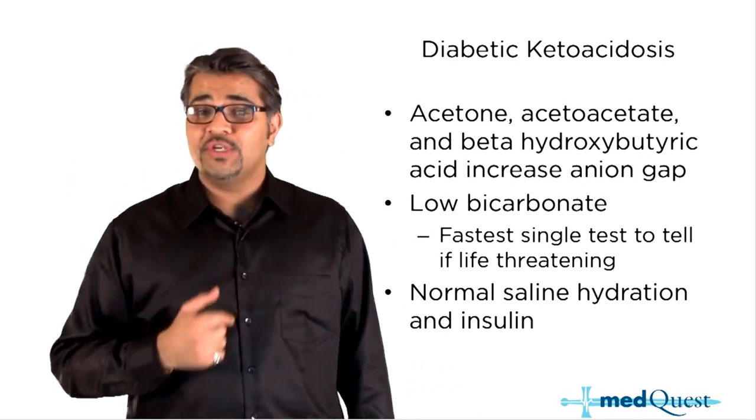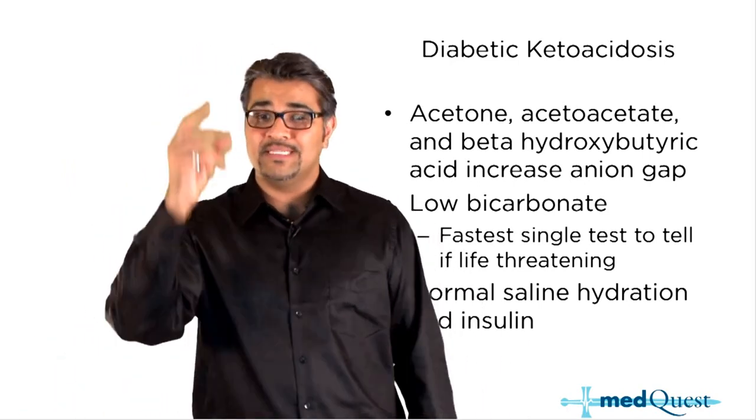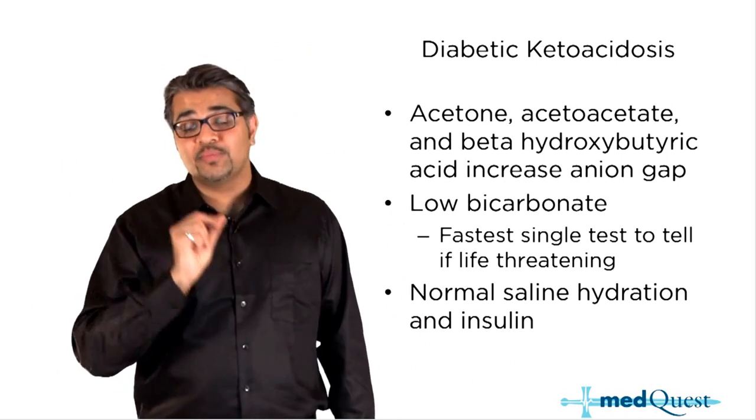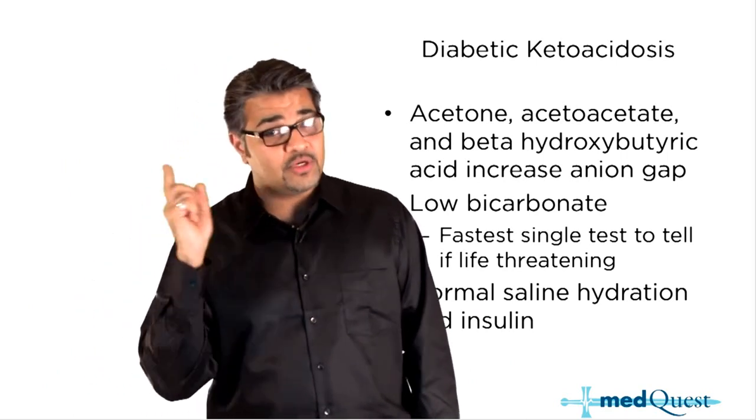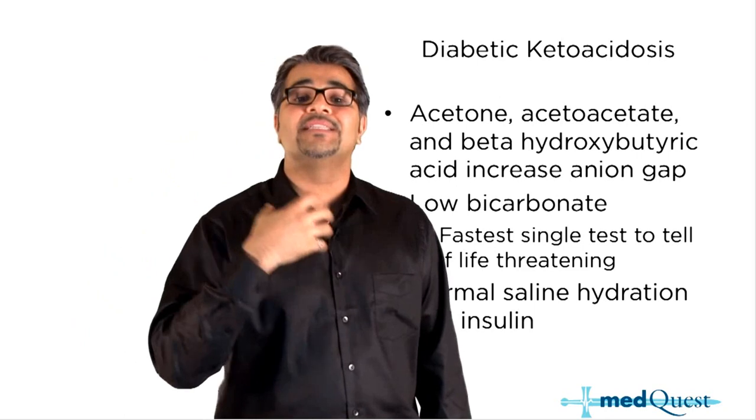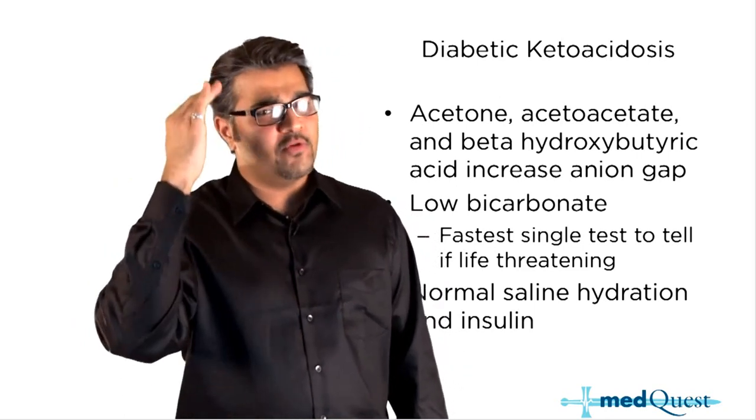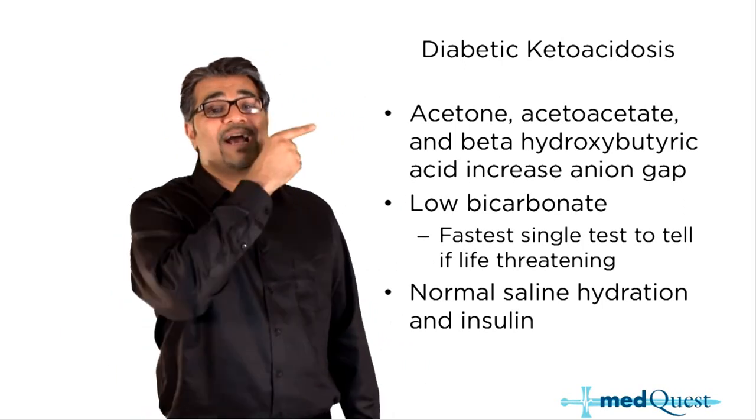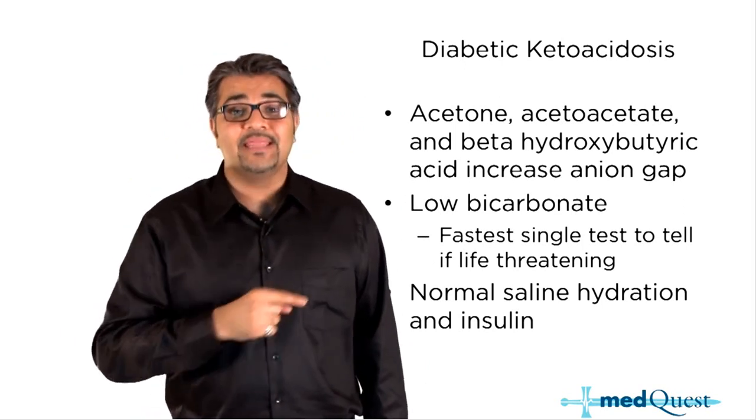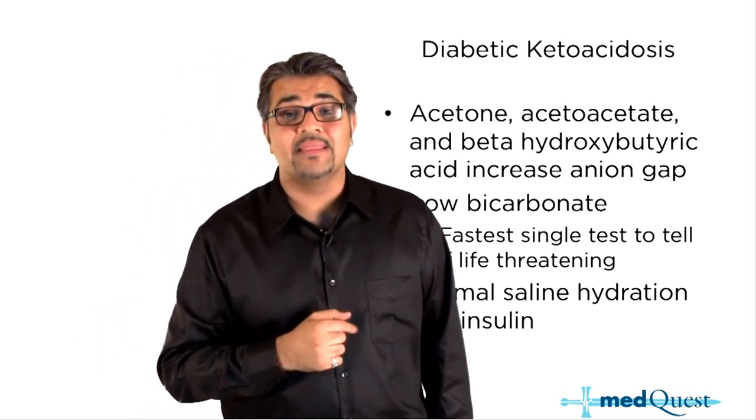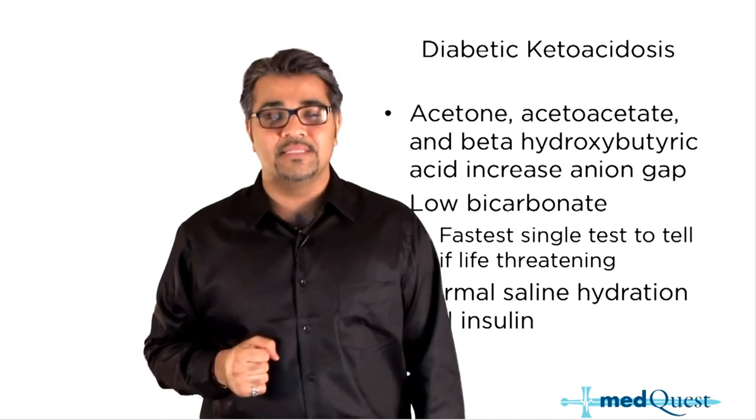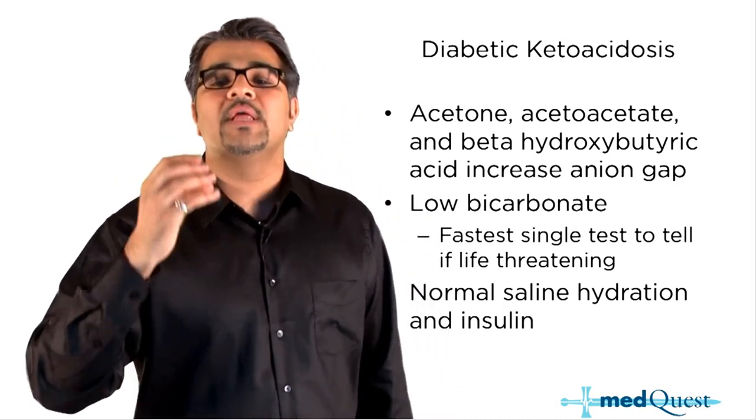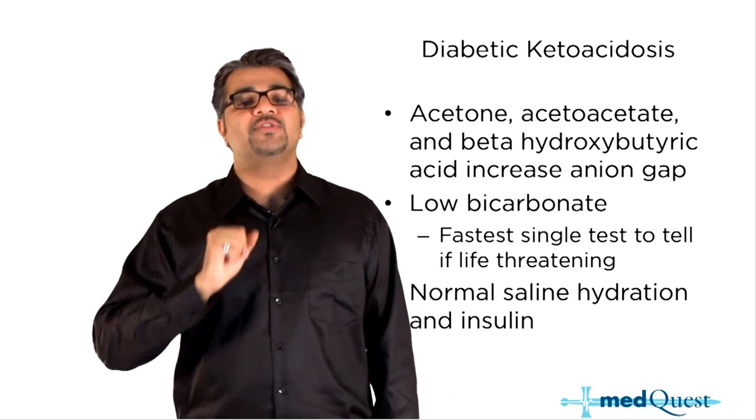IV hydration and insulin, 2 large bore IVs. Get the fluid in there. Watch the potassium levels as well, because remember, when you start giving insulin, it's going to go into the cells. You're going to get hypokalemic. We've all seen this in the wards. Remember, on the boards, they want you to know about the anion gap and the metabolic acidosis and the 3 kinds of acids they make. That's right. Acetone, acetoacetate, and beta-hydroxybutyric acid.